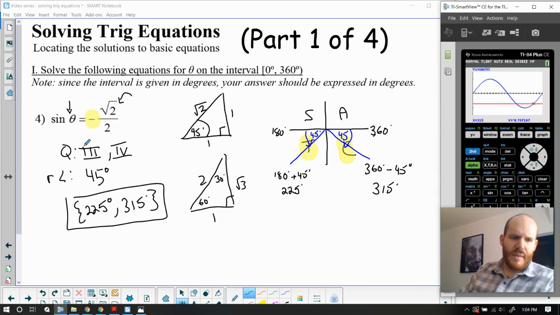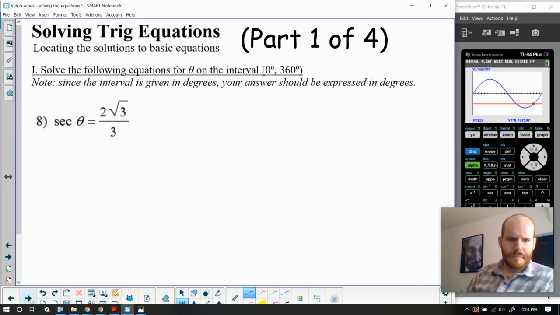by basically just identifying what the potential quadrants are based on the sine, and what the reference angles are based off the ratio. So let's look at another example of this being done.